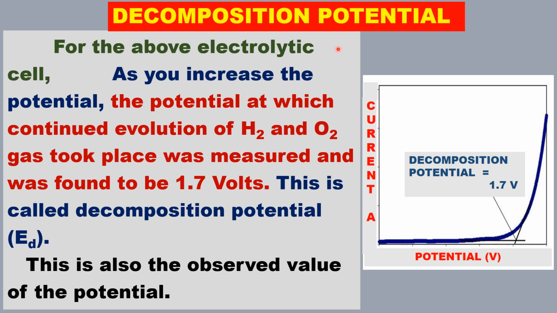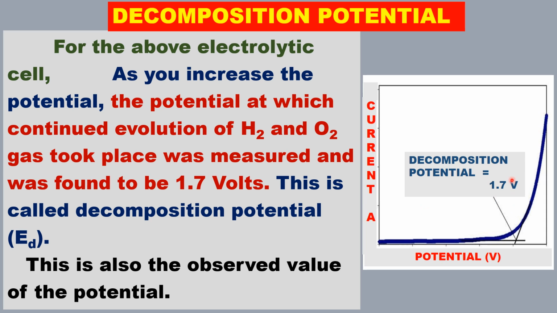For the above electrolytic cell, as you increase the potential, this is the decomposition potential, 1.7 volt. At this potential, evolution of hydrogen and oxygen gas takes place. This potential is called decomposition potential because water is decomposed into hydrogen and oxygen gas.